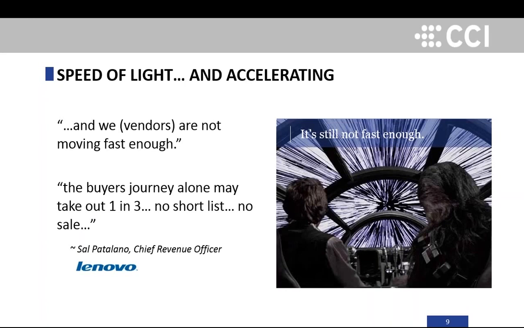And the race car analogy is one piece, and then as we talked to some other folks, we kept hearing it's moving even faster than that. Think about the speed of light, and think about accelerating from that. Some of the comments we got from say Sal Patalona at Lenovo was, we vendors are not moving fast enough. The buyer's journey alone can take maybe 1 in 3 out. I mean, that's just amazing speed, right? And this one, Sal was talking about the short list, and we'll talk about that a little bit more when we get into the buyer's journey. But I think the short list, the buyer's short list, and what digital marketing is going to do for the partners and how good they're going to have to be at digital marketing is going to be one of the biggest game changers ever.